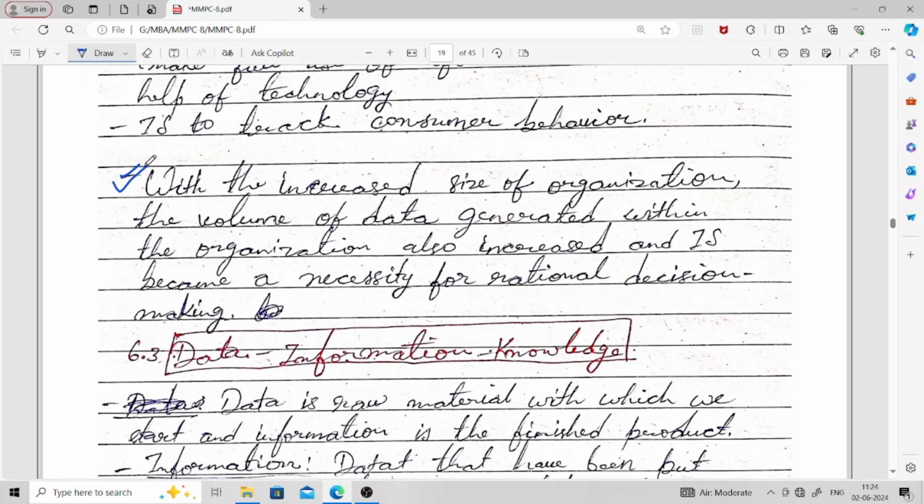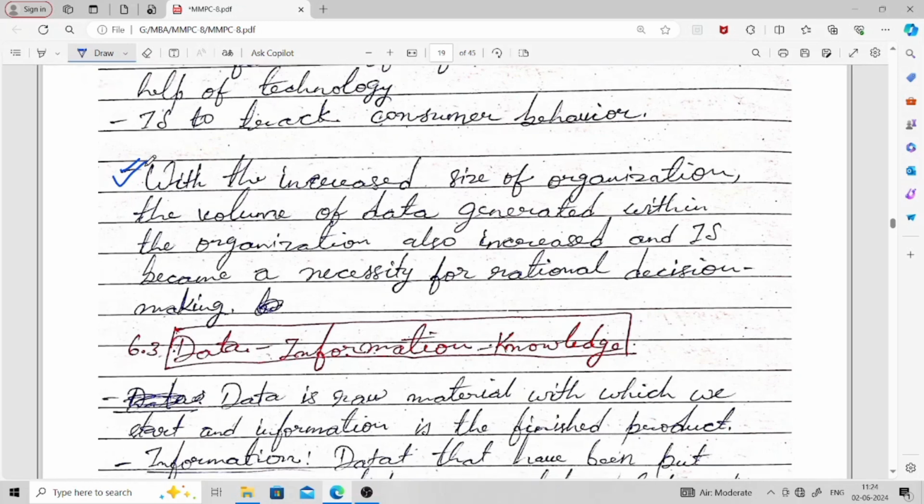Why has it become a necessity? Because without an information system we cannot collect the data in a systematic way, and we cannot analyze the data as and whenever it is required. That's why the information system became a necessity for rational decision making. Without the information system we cannot make a rational decision.